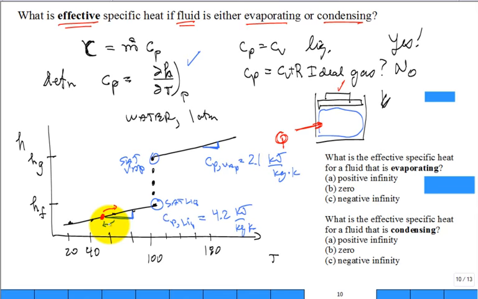Let's do the same thing for the vapor. I'm out here somewhere in the vapor, and I conceptually heat it up. I have a positive specific heat, a positive delta T, a positive Q coming in. Then I cool it down. I still have a positive specific heat, but I have a negative delta T and a negative Q. You want to try that question again? Same question. What is the effective specific heat of a fluid that is condensing?